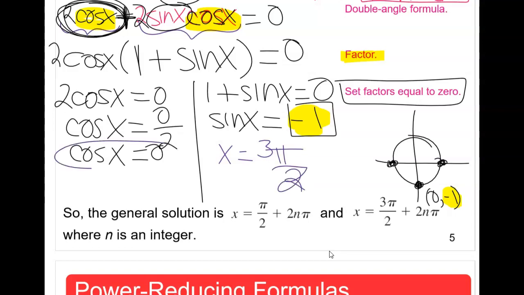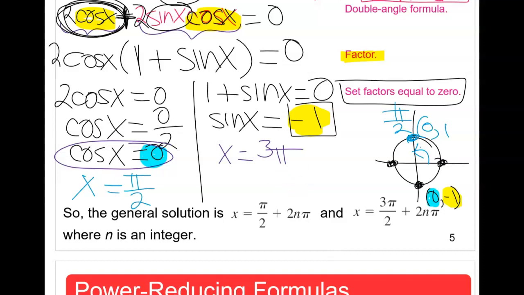All right, so where is the cosine equal to 0? Well, that will happen at 3 pi over 2, but there is one more place, and that is going to be here. And that angle is going to be pi over 2. So from here we could say x is equal to pi over 2, and also 3 pi over 2.